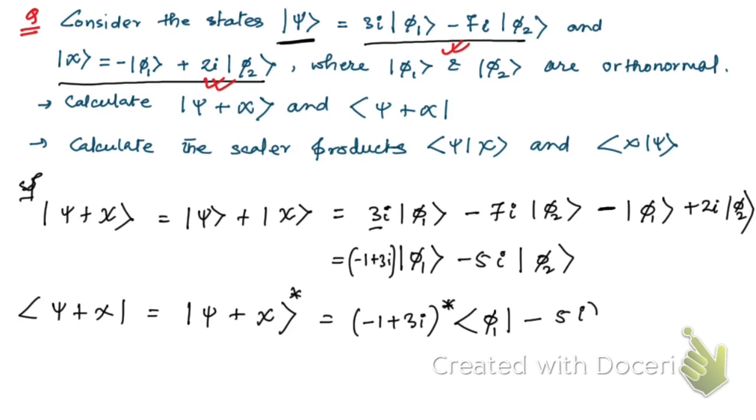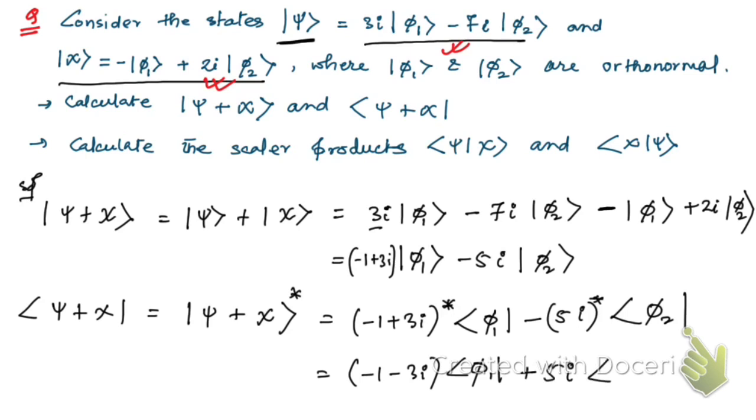Now minus 5i, its complex conjugate, then the complex conjugate of this one should be this bra phi 2. Then the complex conjugate of this one will be minus 1 minus 3i, then the complex conjugate of this becomes plus 5i, so minus minus plus 5i bra phi 2. So hope you have understood this, right? So this is the result we have got. Okay, now let's solve this one.